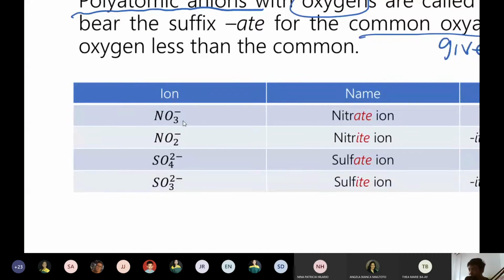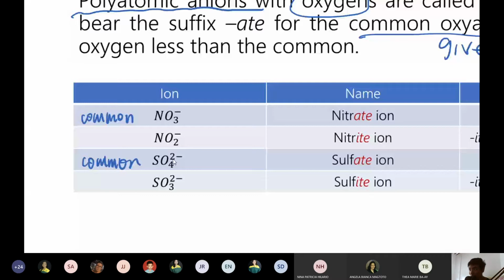So NO3, tanggapin na lang natin na ito yung common. Yung SO4 negative 2, ito din daw yung common. So their names will have the suffix ate: nitrate, sulfate. Remember ammonium nitrate, ito yung nitrate sa ammonium nitrate. Ito yung ginagamit sa bomba din, and sa fertilizer.